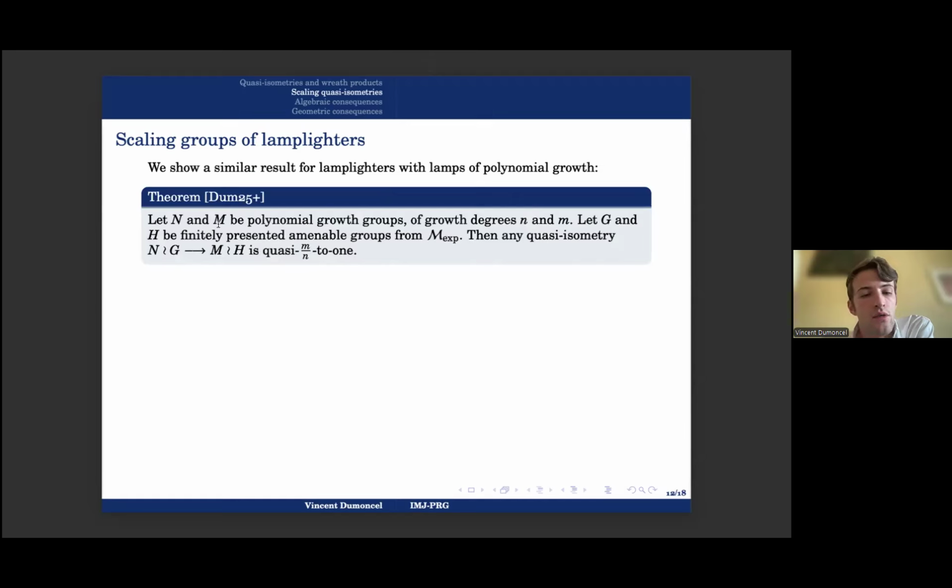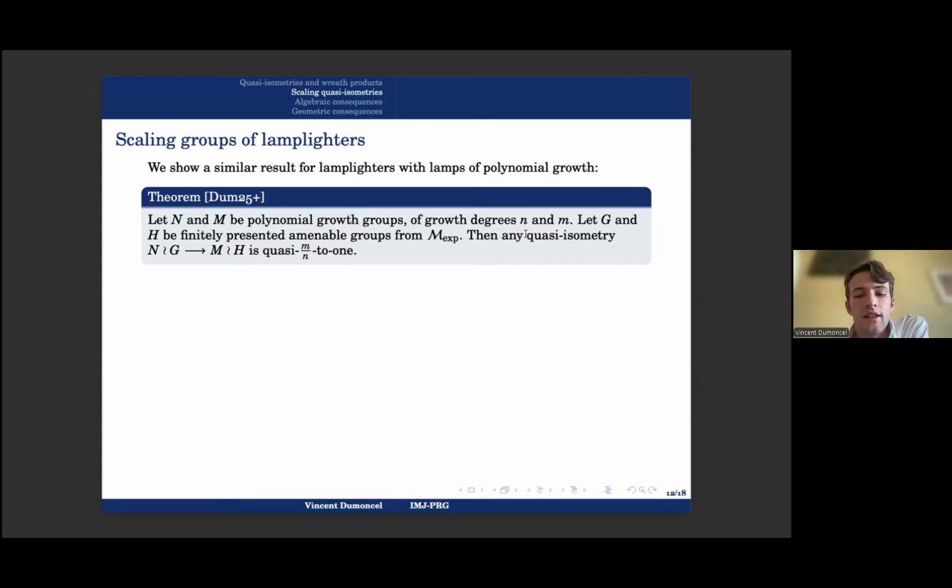You take two polynomial growth groups of growth degrees n and m, and now you take two base groups with some assumptions. The assumption of being finitely presented remains. You also need amenability because it is not restrictive to suppose that the groups are amenable: as we said, if they are not amenable, the statement is completely empty and you are quasi-isometric to anything you like. But the important assumption is that these two groups must be from a certain class that I cannot introduce in detail right now. But I call it M of X.